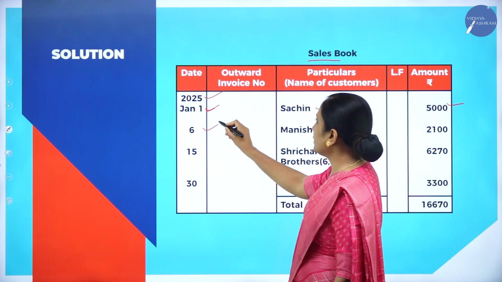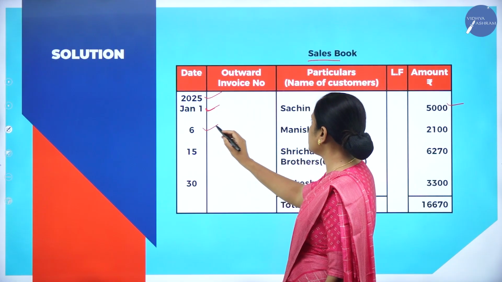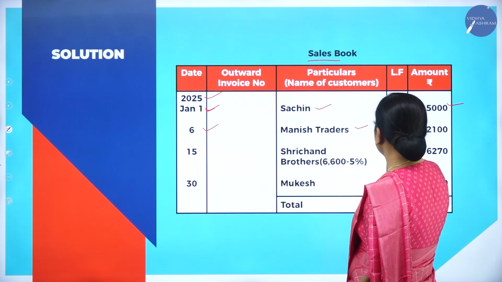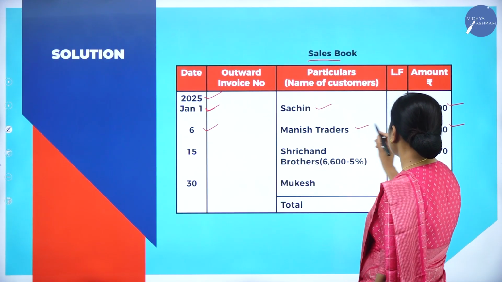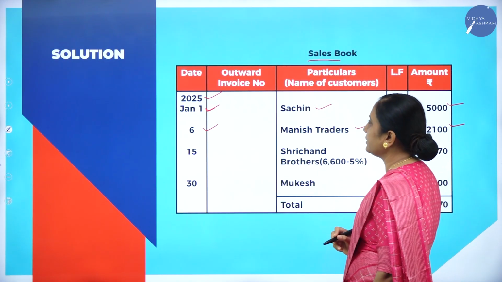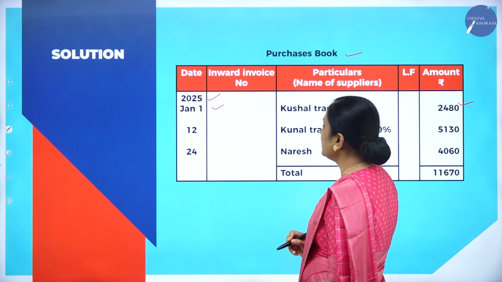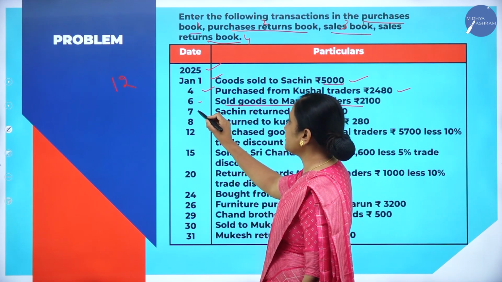Jan 6, okay, this is the date, in the date column 6. Manish Traders 2,100. We have to record it like this. Manish Traders 2,100. Okay, so that is done. Now we will move on to the next one.